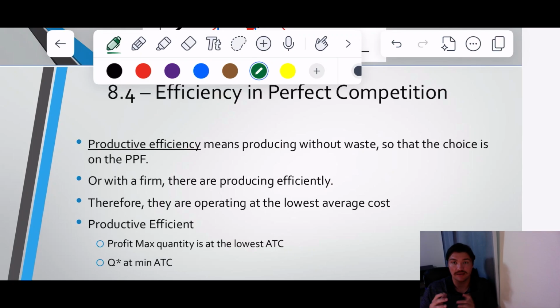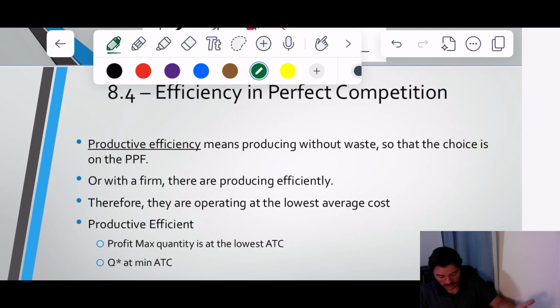We'll talk about in chapter 8 is this idea of efficiency. There are two types of efficiencies that we're going to look at in terms of how well a firm is producing for society and how well they're producing for themselves. Productive efficiency means that you're producing without waste. It is a choice on the PPF curve. Remember, the PPF was showing us the best possible solution that you can do between two goods. And if you were on the curve, you were producing efficiently. So you're doing a really good job, all right?